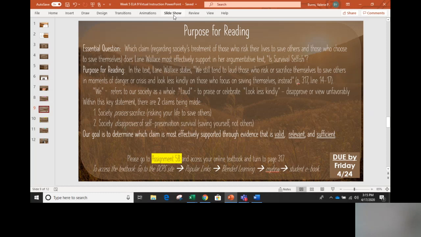So the essential question is what we need to be able to answer at the end of the lesson, as always. Which claim regarding society's treatment of those who risk their lives to save others and those who choose to save themselves does Lane Wallace most effectively support in her argumentative text?